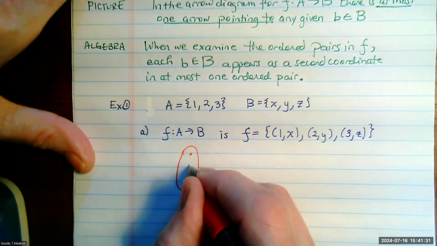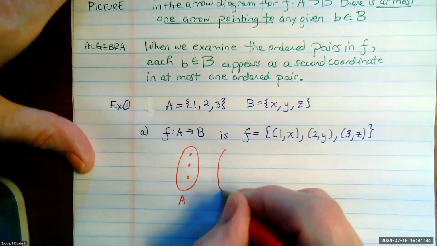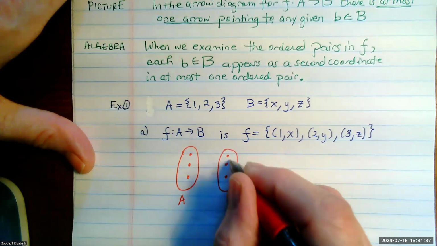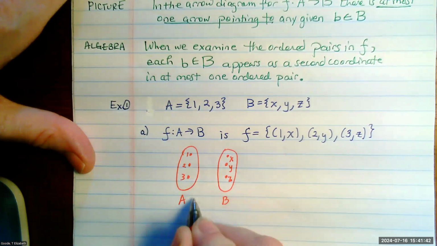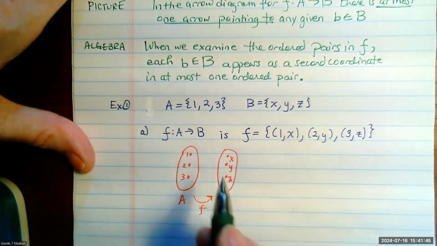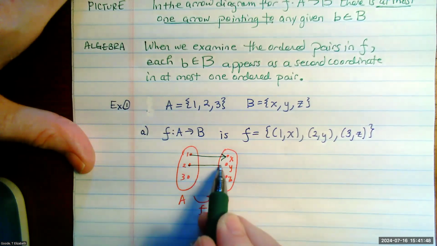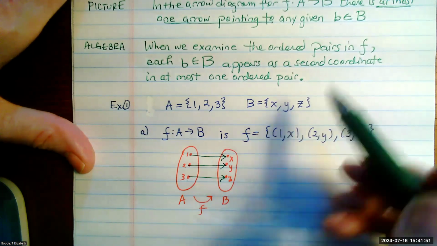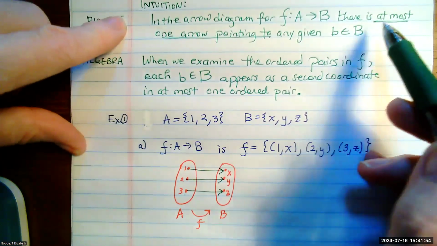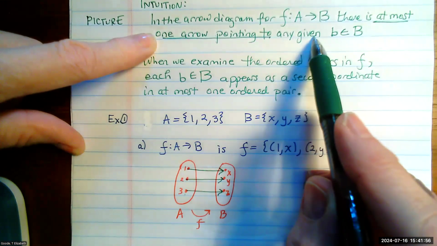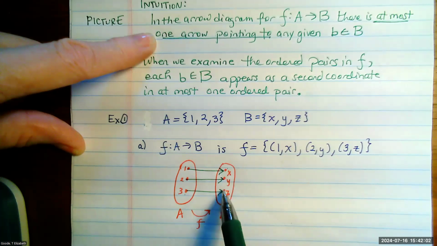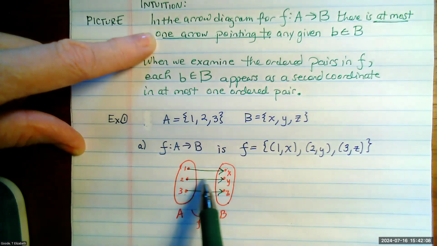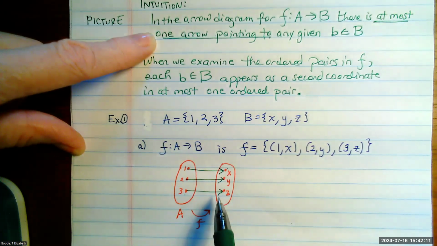Okay? Now we can draw the picture. So we can do this 2 ways. Here's A and here's B. And here's 1, 2, and 3 over in A, right? And so we draw 1 going to x, 2 going to y, 3 going to z. So using the intuition for the arrow diagram, there's at most 1 arrow pointing to any given element over here in B. If you look at x or y or z, there is at most 1 arrow pointing to each of those.